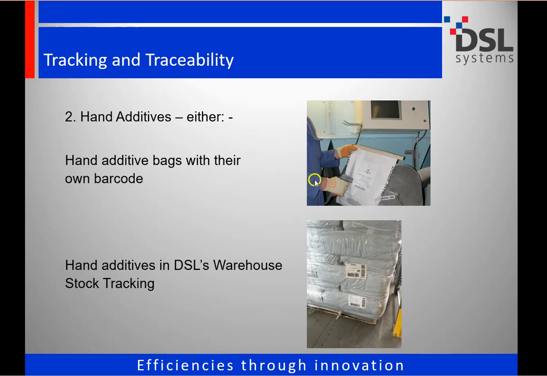If you have DSL's warehouse stock tracking system, the pallet of hand additives is given a lot number, which can be the same as the supplier's lot number. And when the batch is to be used, it's allocated to hand adds, and then this lot number is stored when main batches are produced.